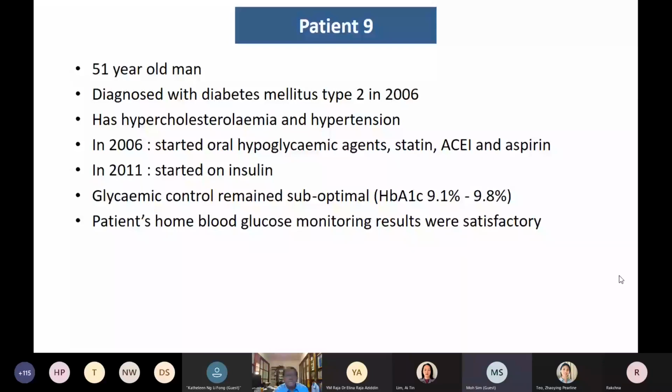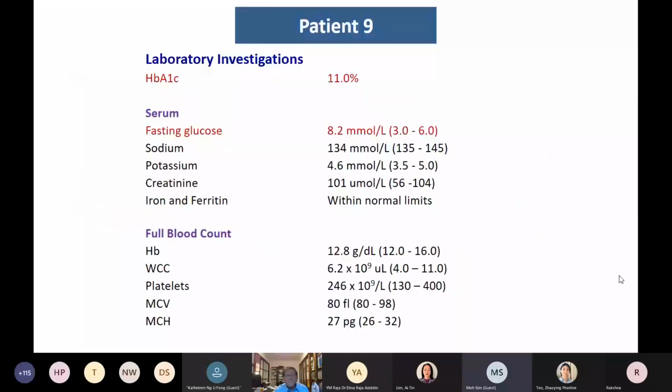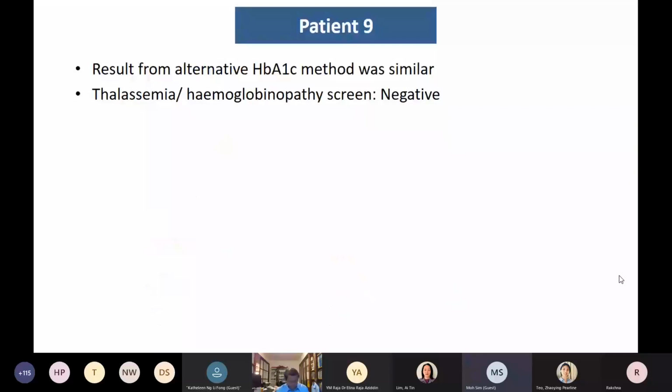Patient 9's laboratory investigations are shown here. HbA1c is 11% and the fasting glucose was 8.2 millimoles per liter. And like the previous patient, we also did a full blood count, which was unremarkable. MCV, MCH, hemoglobin were all normal. We sent off the specimen for an alternative method, and the result was similar. We also ordered a thalassemia and hemoglobinopathy screen, and it was actually negative. So what was actually happening in this patient?